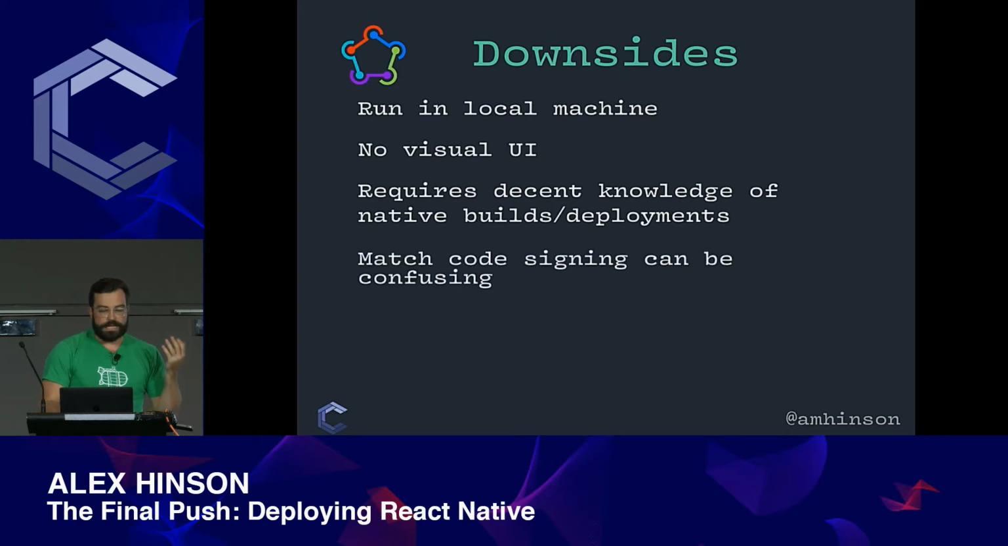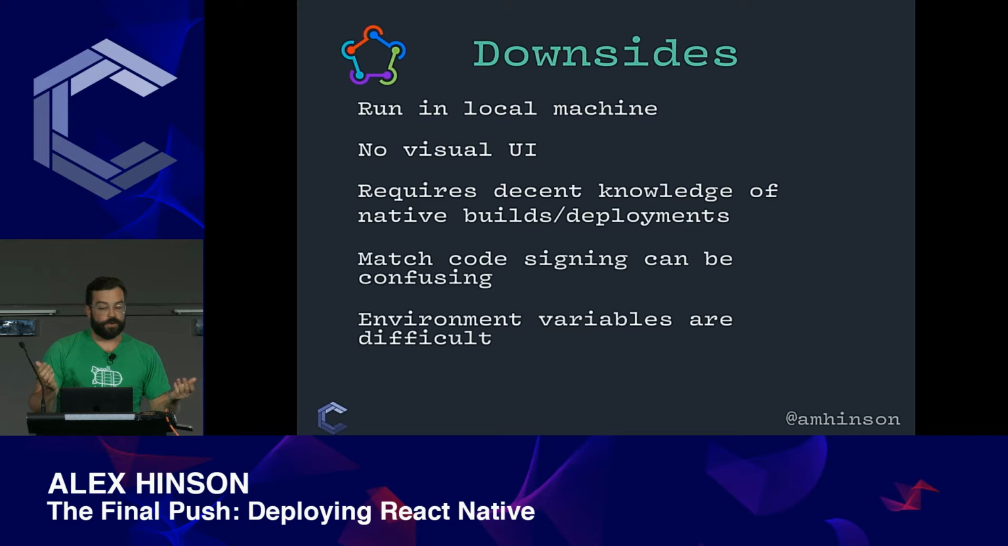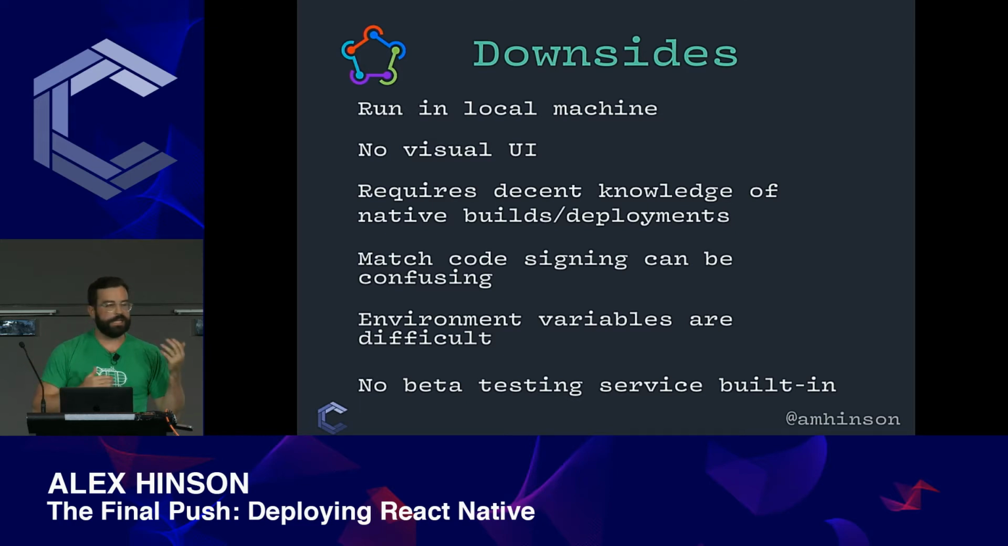Related to that, the Match code signing that we just talked about can be a bit confusing if you aren't familiar with what it's doing. It does provide a great solution to that problem, but if you don't know what problem it's trying to solve, my experience is that it does make things a little bit more confusing. Environment variables for staging and production can be a difficult thing to do. There's also, again, no beta testing service built in, so you'll probably have to utilize TestFlight or Google Play for that.